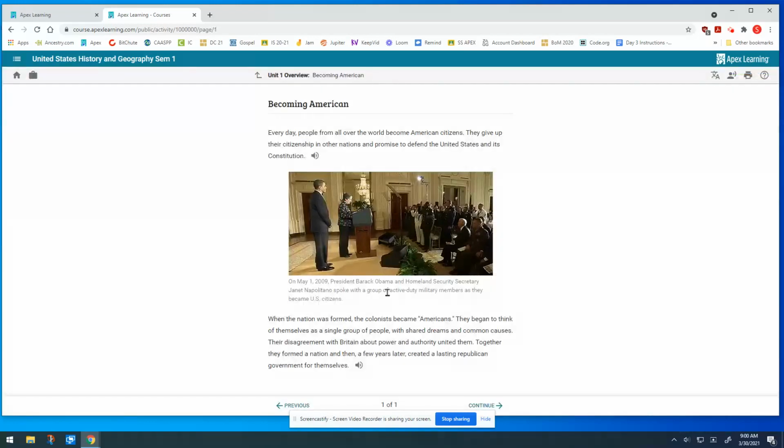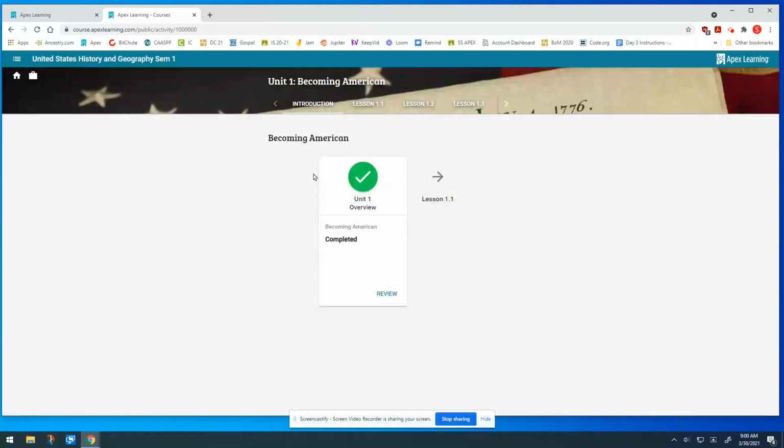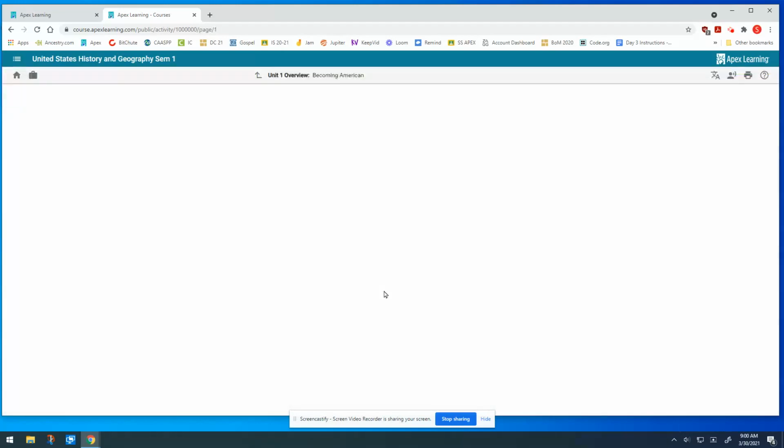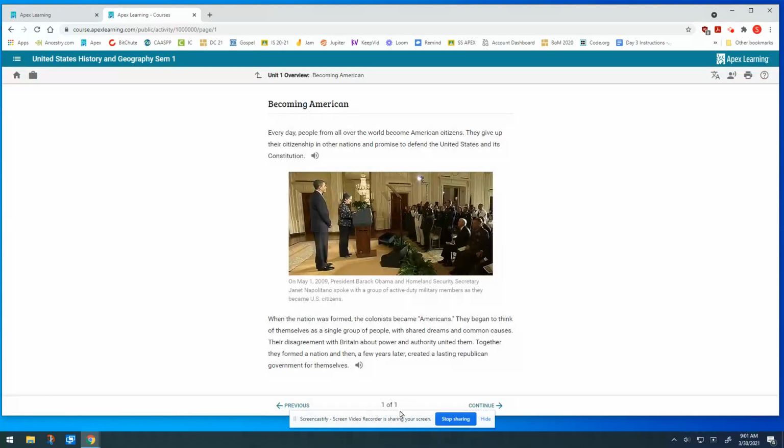I'm going to click on review. If you'll notice this right triangle arrow, that will take you back to where you were previously. Review takes you forward. And if you look down at the bottom, you'll see how many pages or screens there are in the Unit 1 overview. You can go previous, or you can continue on to the next section.